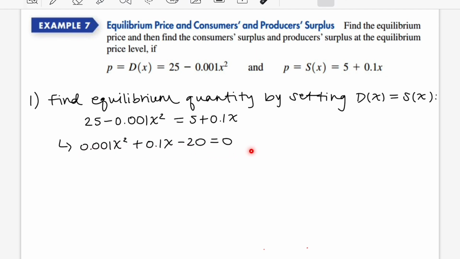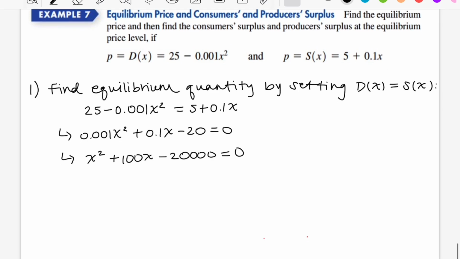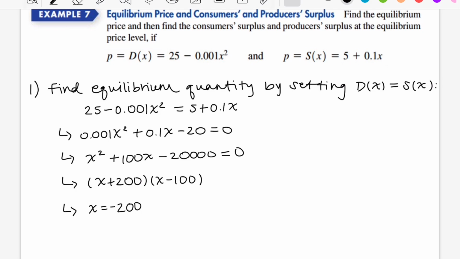Now, dividing every single term on both sides of our equation by 0.001, we'll get x squared plus 100x minus 20,000 is equal to 0. And then we can factor this. We'll get x plus 200 times x minus 100. So this tells us x is equal to negative 200 and x is equal to 100.